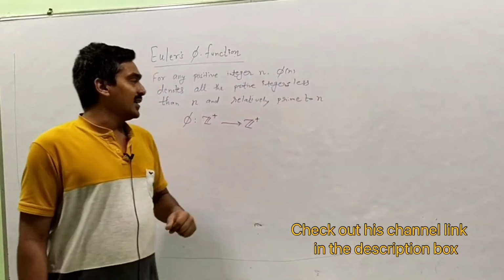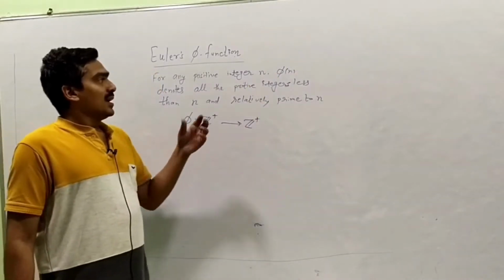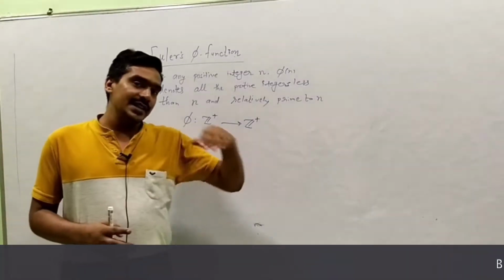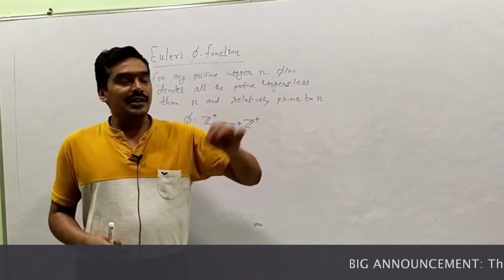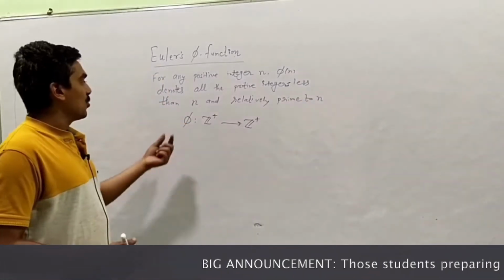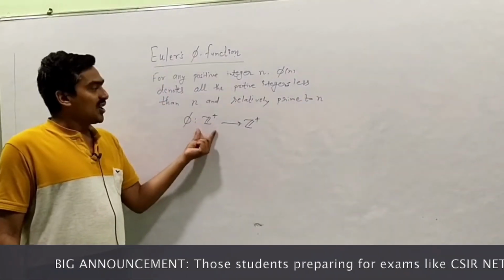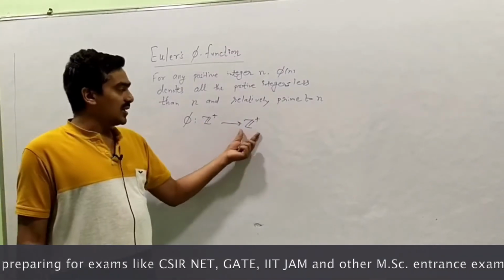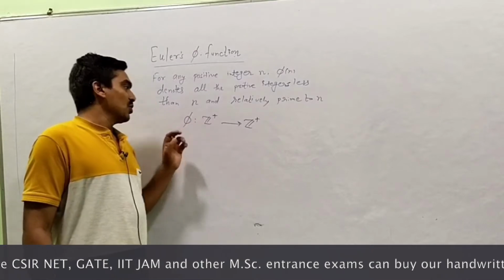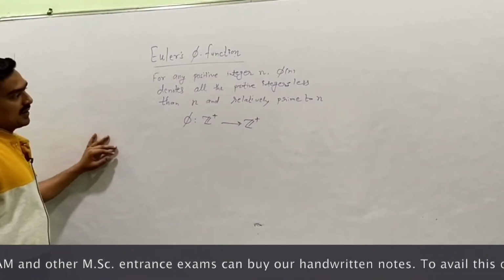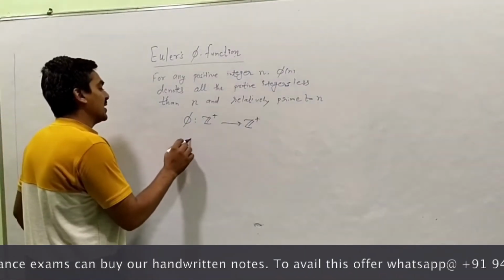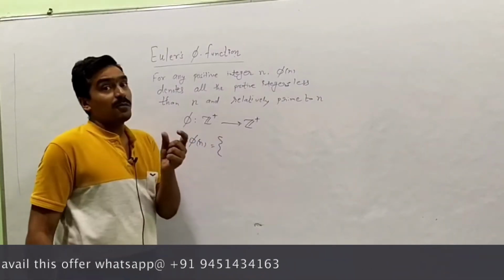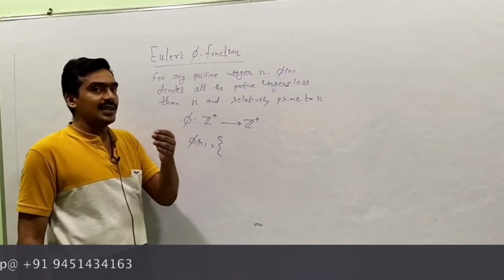Then what is phi n? Phi n is the collection of all those positive integers which are less than n and relatively prime to n. So the phi function is defined from Z plus to Z plus, that is, from the set of positive integers to the set of positive integers. So how can we define this function? We write here phi n is equal to the number of positive integers which are less than n.